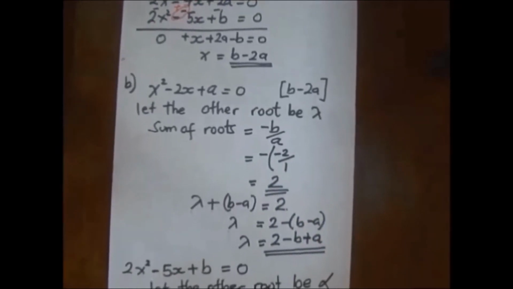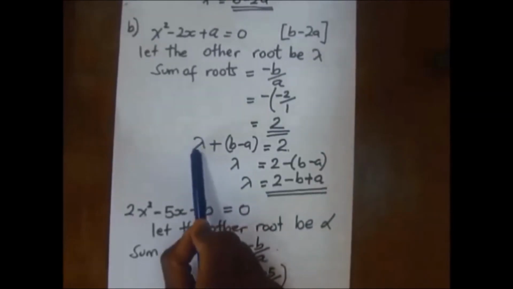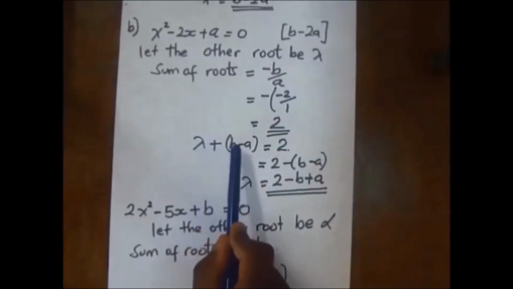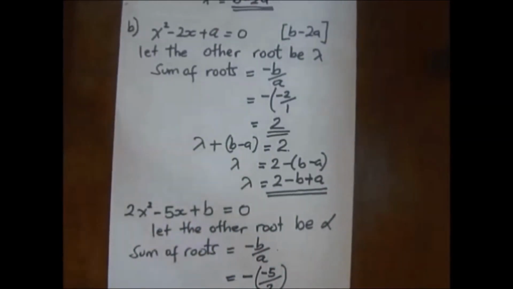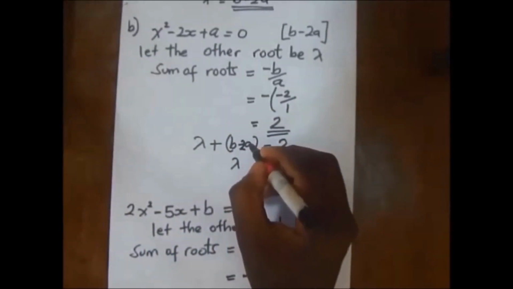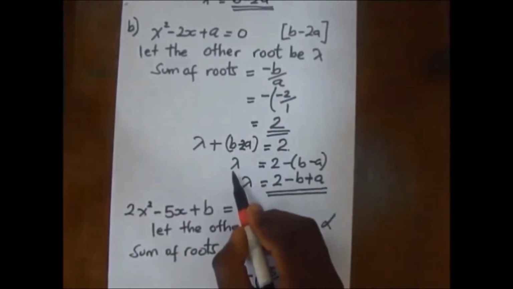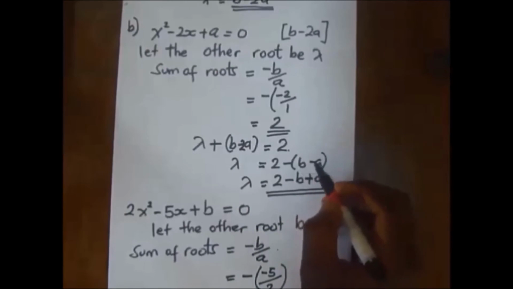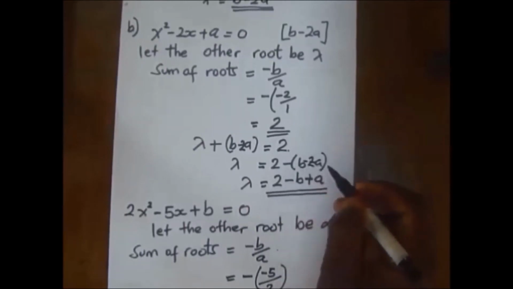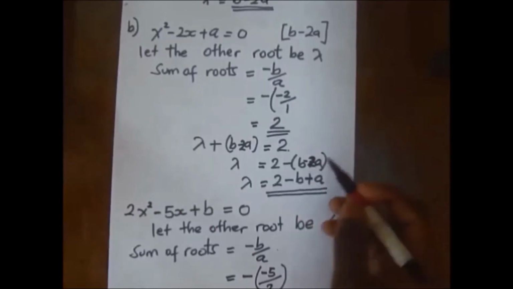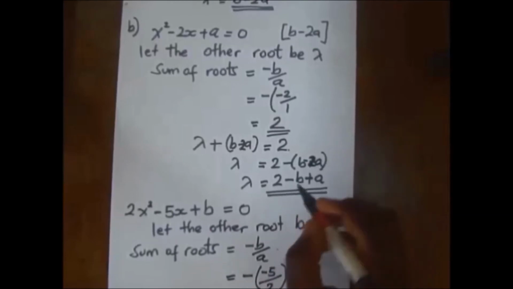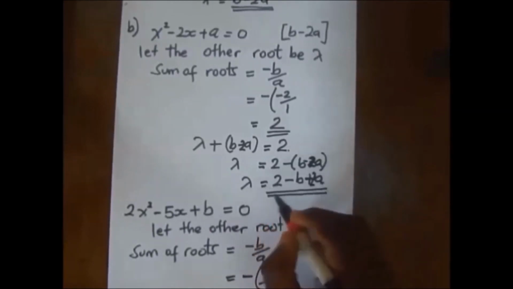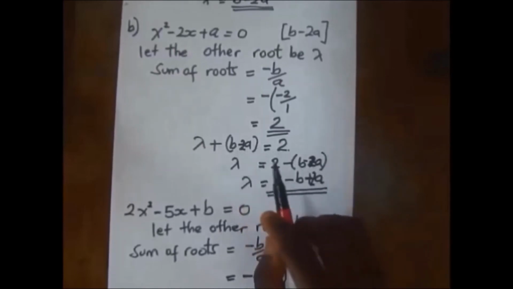So we simply add the roots. We know that lambda, which is the root we are looking for, plus the other common root which we have already proven, which is in essence b minus 2a, is going to be equal to 2. So lambda is going to be 2 minus, in brackets, b minus 2a. So we shall get our answer as 2 minus b. Negative times negative is positive, so it's going to be plus 2a. So this is the expression for the other root for that equation.